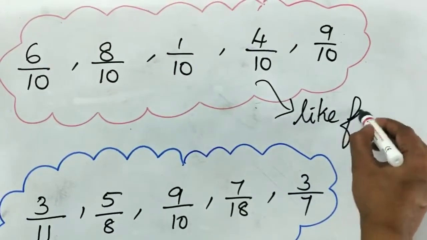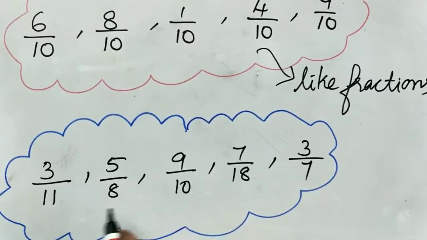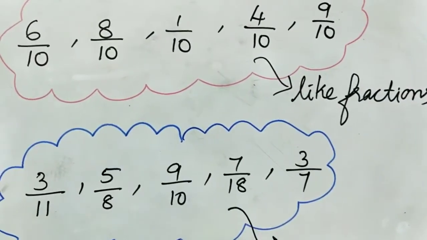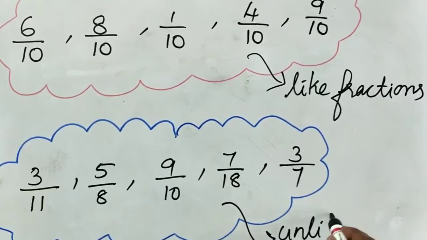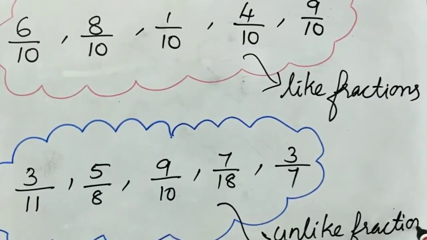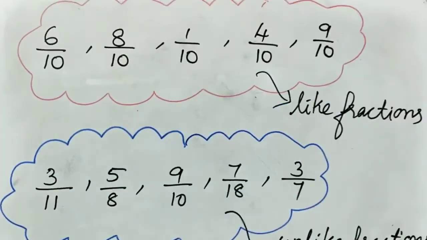Like fractions. And these fractions have different denominators. So we can call them unlike fractions. Like fractions and unlike fractions.